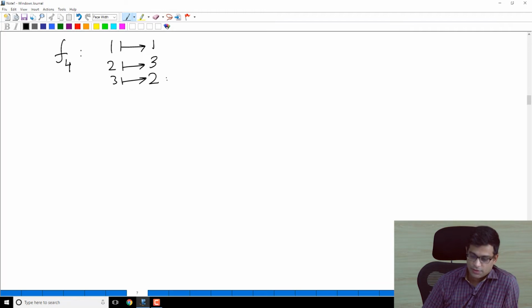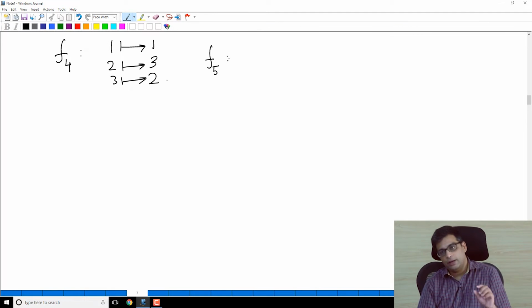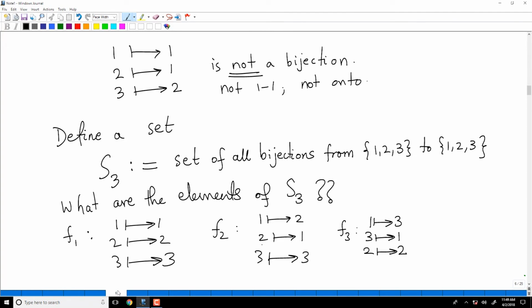Are there any other bijections? There are. For example, if you take one of the elements fixed, which is to say in F1, 1, 2 and 3 are all fixed.